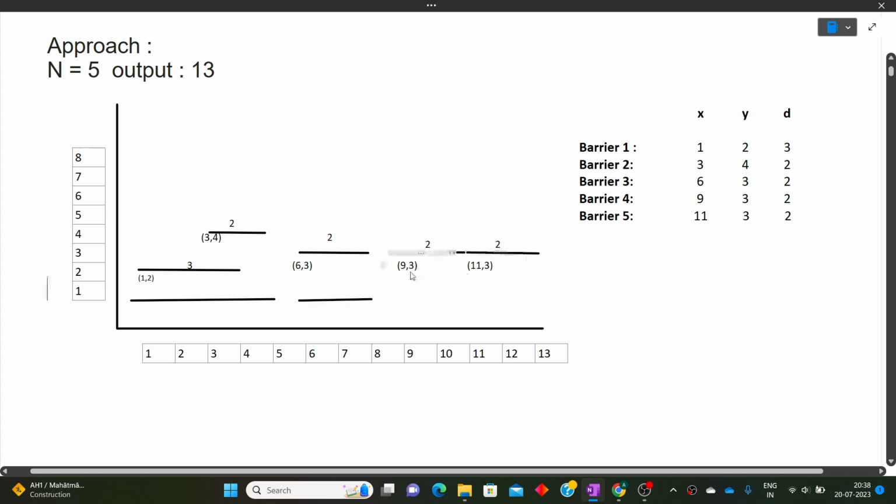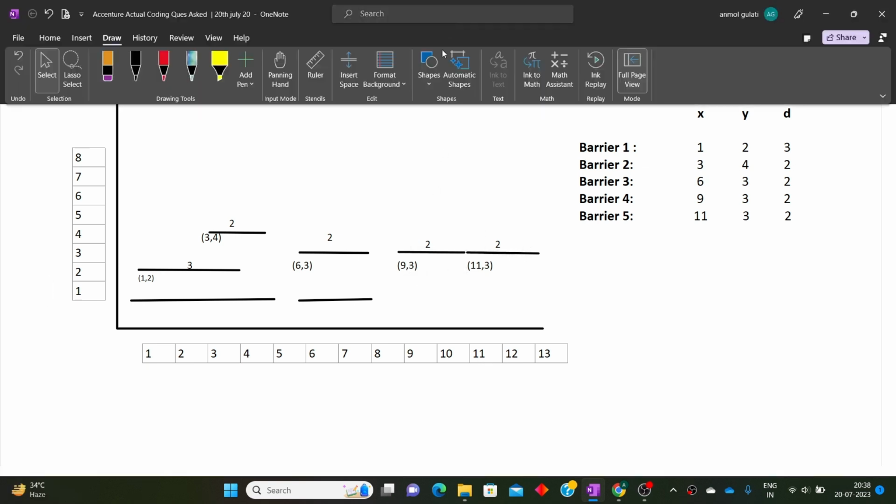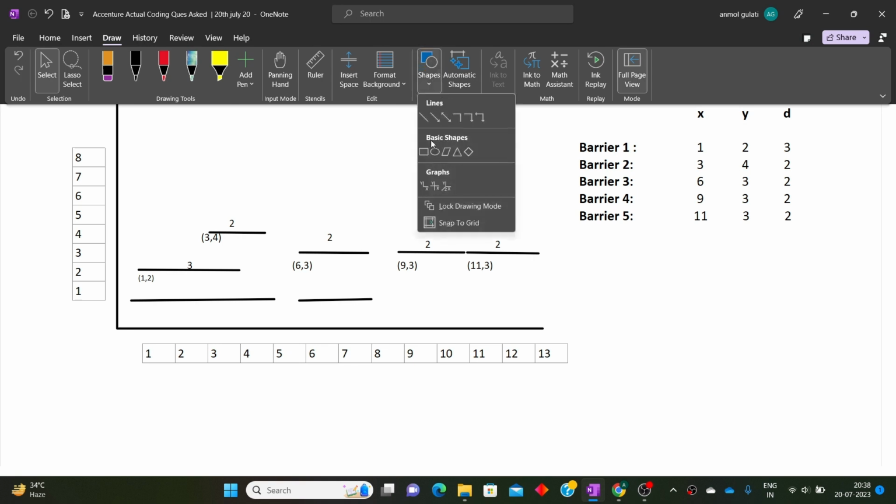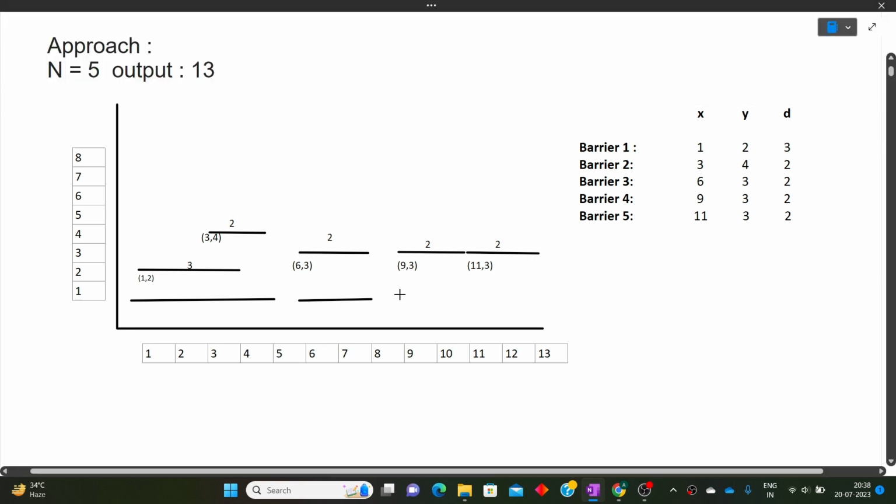Next, if we will move ahead, we will see 9 3. So this fourth barrier. Is this fourth barrier overlapping with any other barrier? The answer is no. This fourth barrier is not overlapping to any other barrier. But when we are moving ahead and we are seeing this fifth barrier, is this fifth barrier overlapping to any other barrier? The answer is yes. It is overlapping to the fourth barrier.